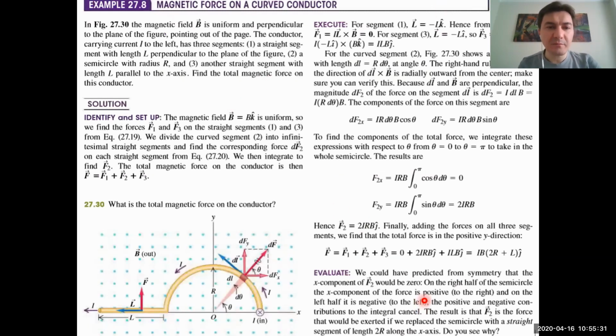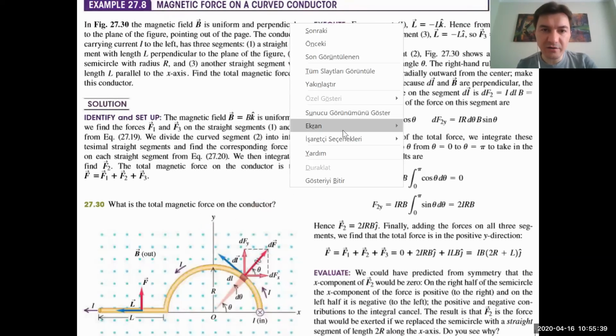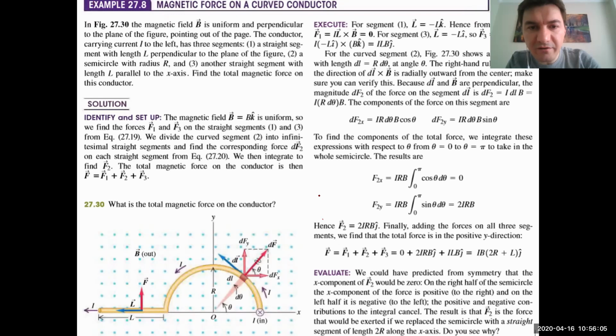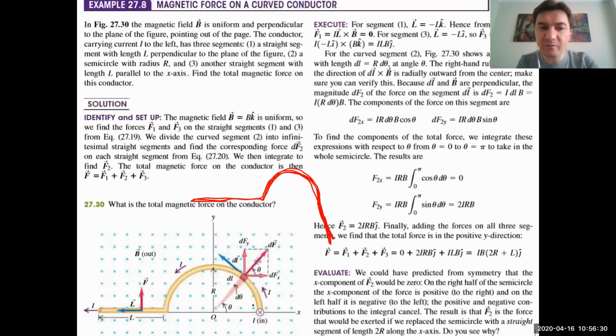Here we have another example, magnetic force acting on a curved wire. Here, first of all, just try to understand the wire. I will try to draw. The wire is actually like this. We have another part here. Maybe you cannot see, but we have another part here. Okay, we have 3 segments in the curved wire.